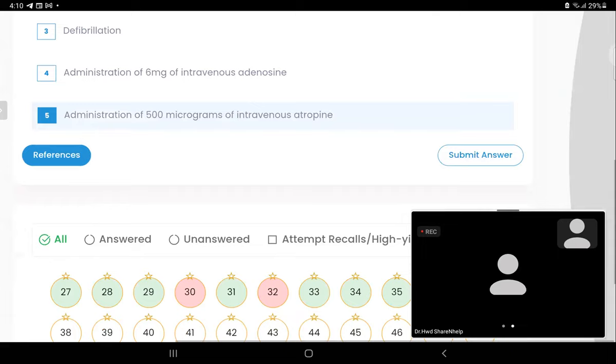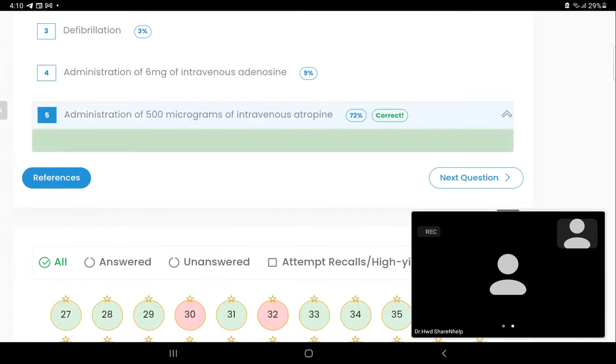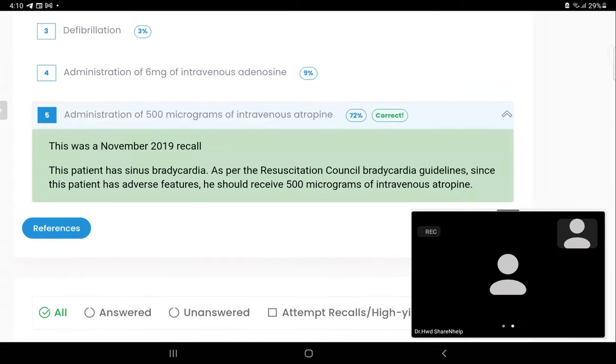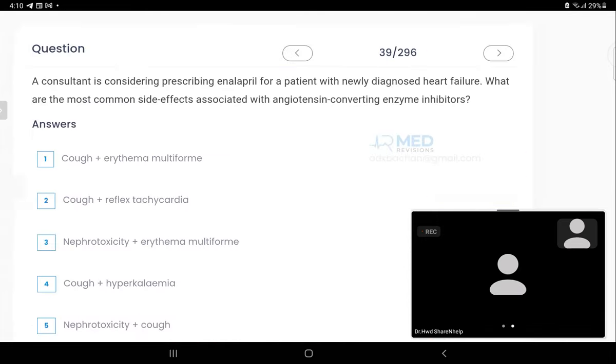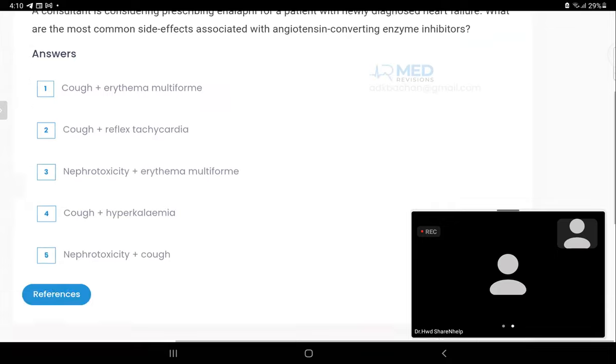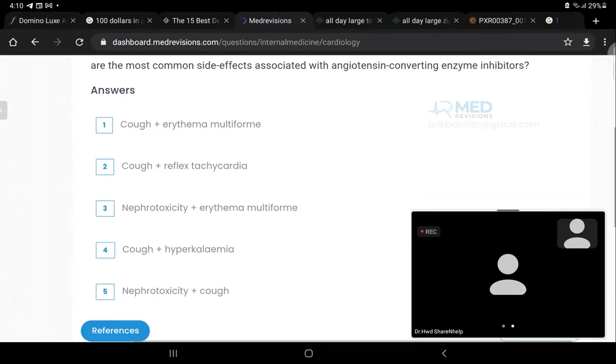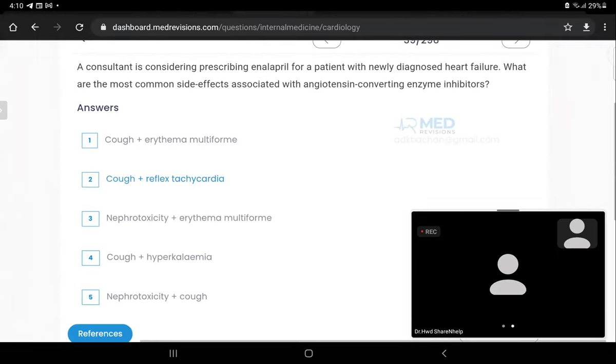Let's see if that is correct. I hope I said the right thing. Yeah, symptomatic bradycardia. This is 2019 November recall, atropine. This question also came in February exam of 2021, August exam of 2021. Okay, guys, I'm hoping you guys are following.